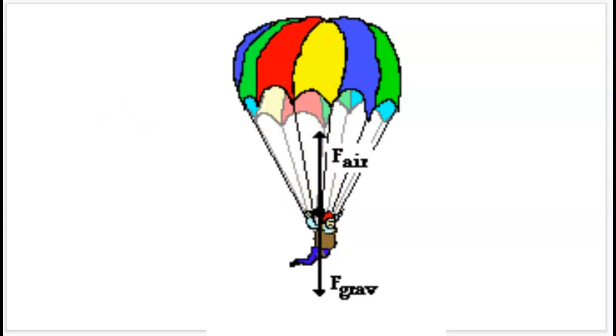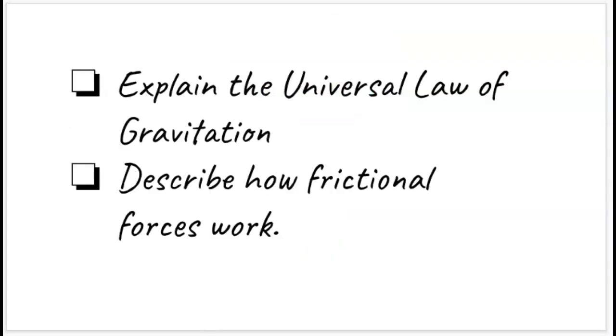So today we learned several things. First of all, we explained what the universal law of gravitation was. And we know that the strength of gravitational forces depends on two things: the mass of the objects and the distance between them. We also described how different frictional forces worked. We learned that there are three types of friction. We have static, sliding, and fluid friction.